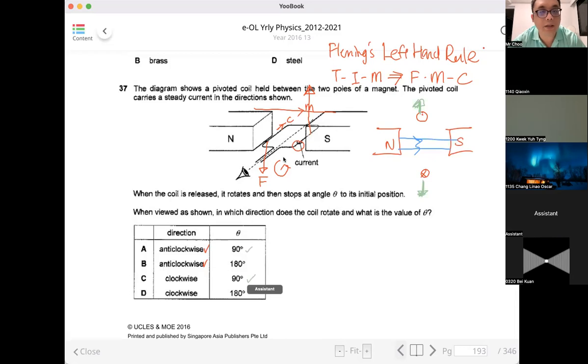turn 90 degrees. But in real life, it will not turn exactly 90 degrees. In real life, it will overshoot a bit, then come back. Understand? Because it will not jam brake exactly at 90 degrees. But you rest in this position. So for this question, the answer will be A.